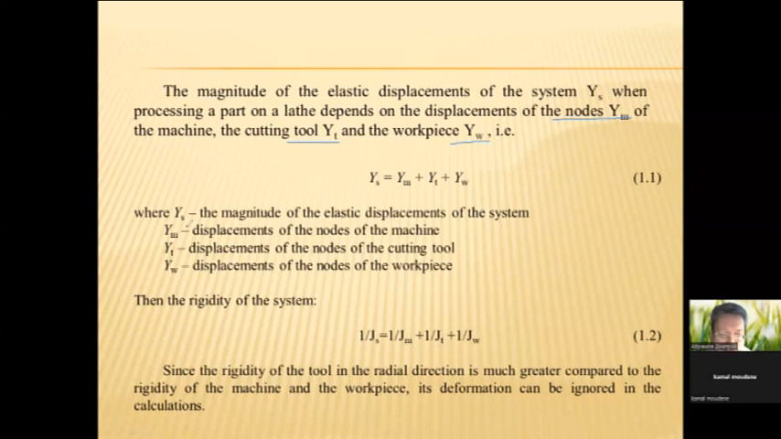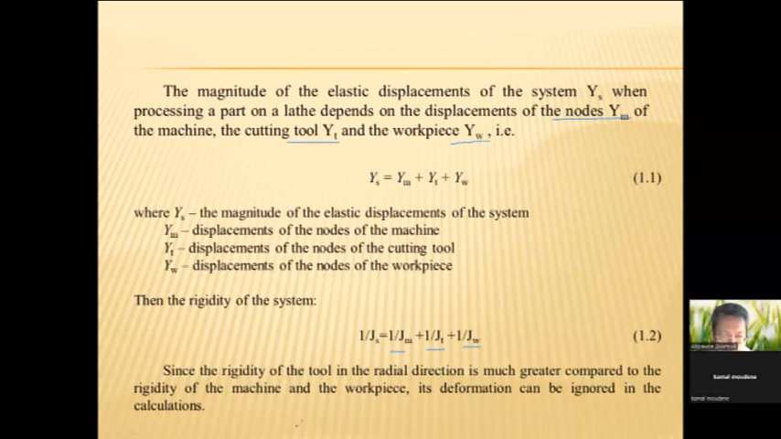Then the rigidity of the system. We use the formula 1.2: one divided by J_S is equal to the sum of these parameters, J_M and J_T and J_W.